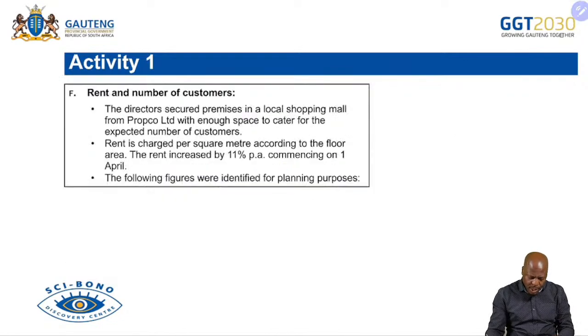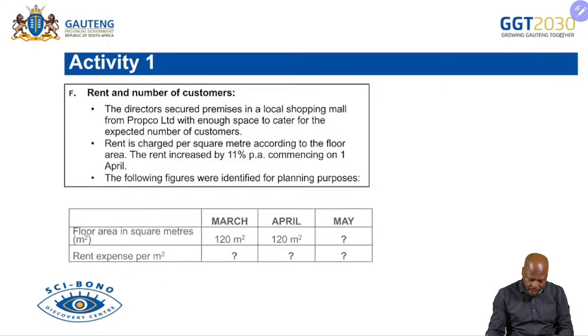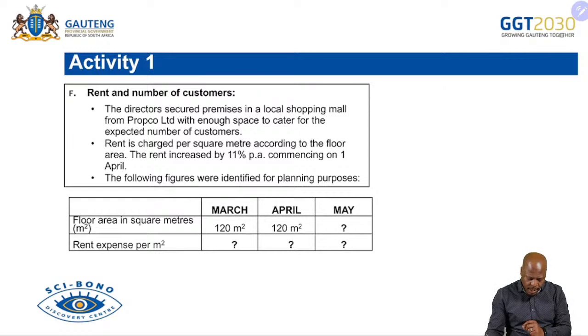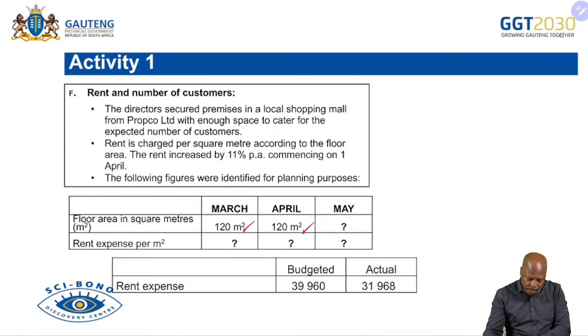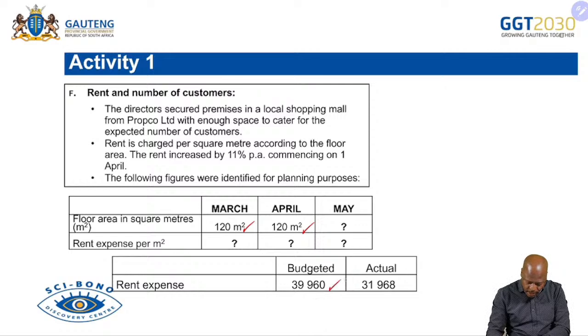Now, I want you to keep in mind that we already have secured the premises, and the floor space that we are occupying in March and in April is 120 square meters. That is the floor area that we are occupying. Now, our rent expense is budgeted to be 39,960, and the actual one was 31,968. All right, what happened in this case?